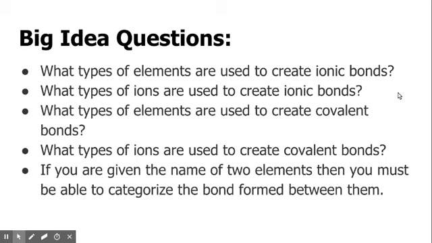And the last thing, if you are given the name of two elements, then you must be able to categorize the bond formed between them. So if I gave you two elements, you'd have to be able to say that's ionic or that's covalent, and be able to explain why.